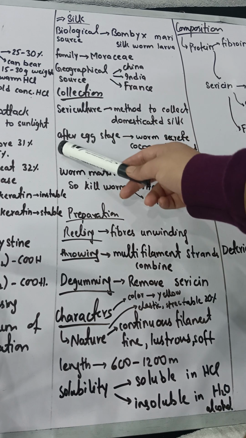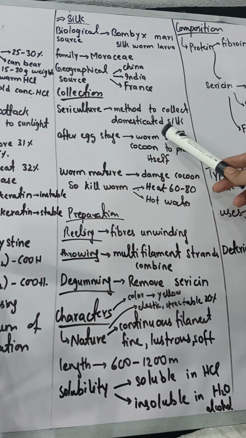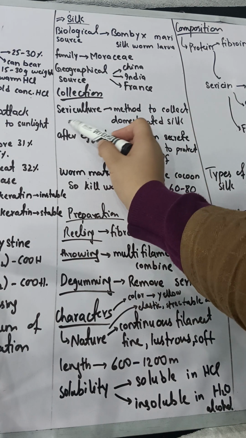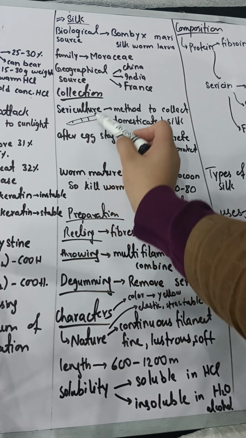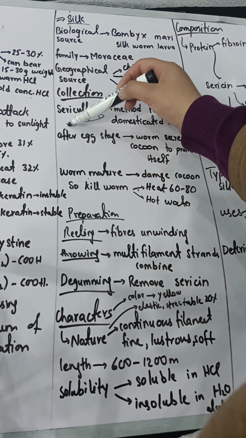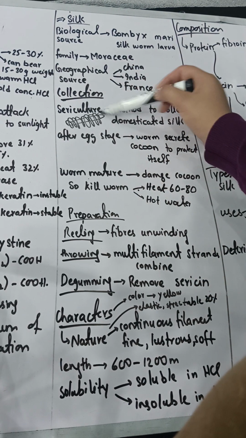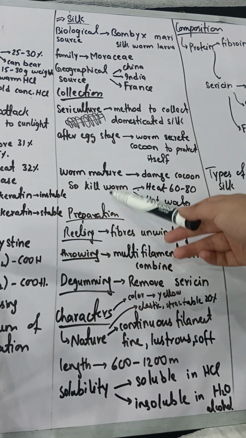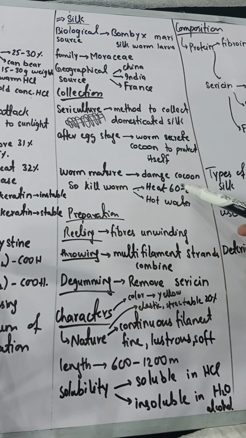Very important. After the egg stage of this larva, the worm will secrete a cocoon around itself, as you can see here. This is the larva present on the branch of a tree. It begins to secrete a cocoon around it, forming this structure to protect itself. As the worm matures into the pupal stage, it begins to damage its own cocoon. So you have to kill the worm before it matures, by heat of 60 to 80 degrees centigrade and with hot water.